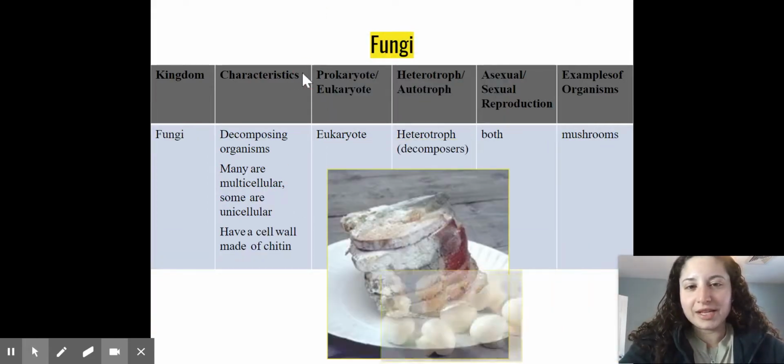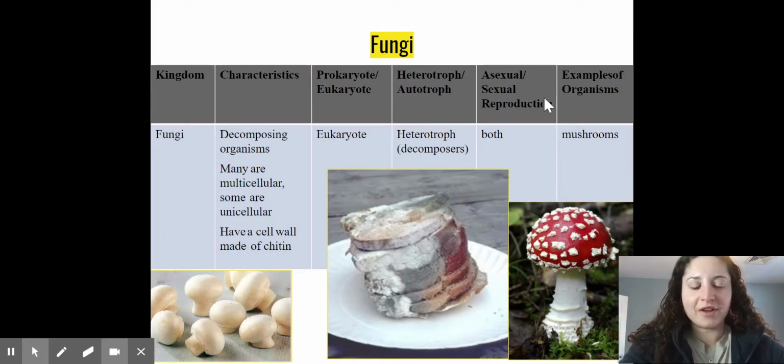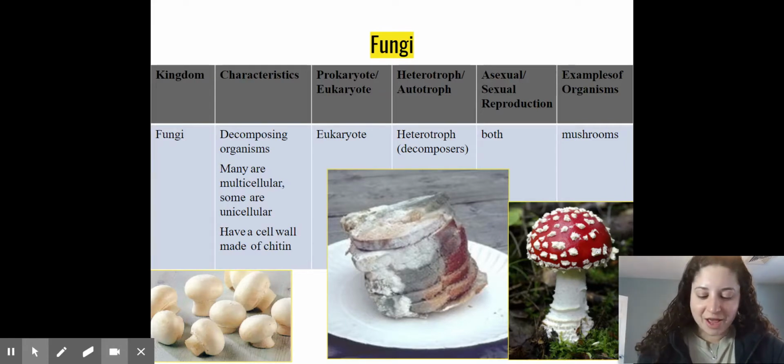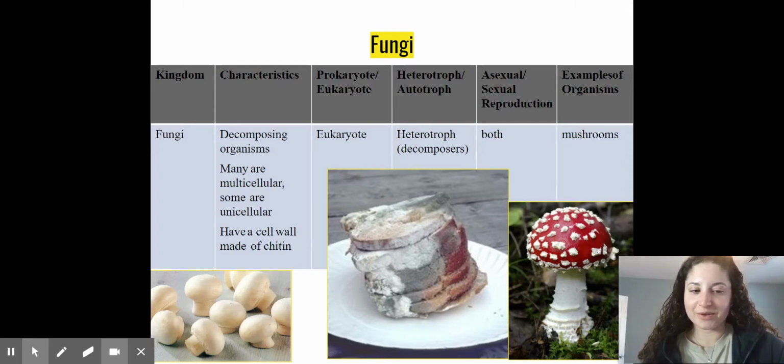All right, so next up we got the kingdom of fungi. One of my favorite science jokes, because it's kind of a dry subject: a mushroom walks into a bar and the bartender's like, "Hey, we don't serve mushrooms here." And the mushroom's like, "Why not? I'm a fun guy." Hey, science humor.